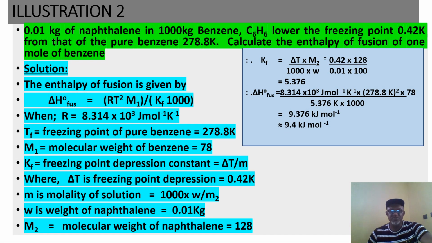Illustration 2, which is also simple again. Naphthalene, 0.01 kilogram in 1000 kg benzene, lowers the freezing point of benzene by 0.4 K, that is Kelvin. Calculate the enthalpy of fusion of 1 mole of benzene. We have our equation, that's equation 10 and equation 11. We substitute, the values are given there. Once we substitute, we're able to get delta H naught fusion, which is the enthalpy of fusion.